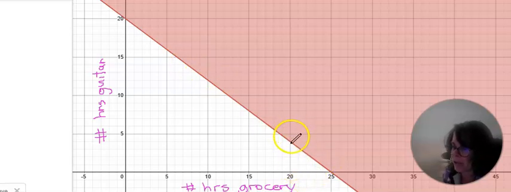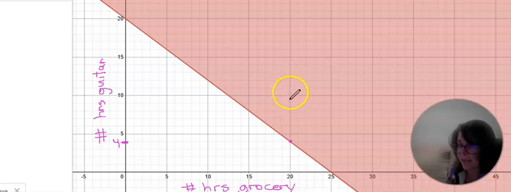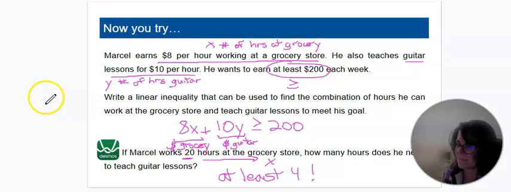Well, at 20 hours, this is the least amount of guitar hours he needs. He needs to have at least, look, 4 hours of guitar. Do you see it? 20 hours at the grocery store. Could he work 5 or 6 or 7 or 8 or 9 or 10? Absolutely. But the least number of hours he'd need is 4. Okay, so at least 4, it could be more.